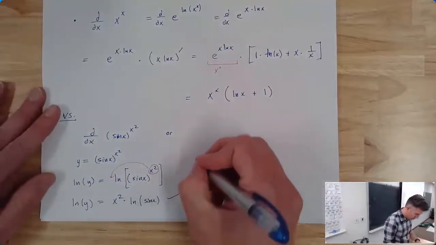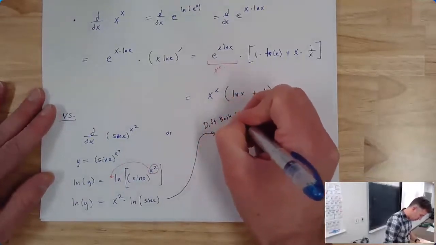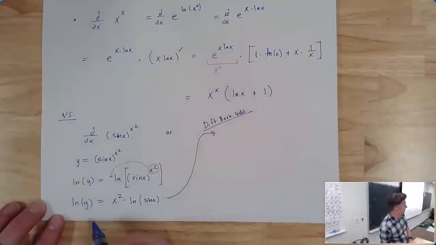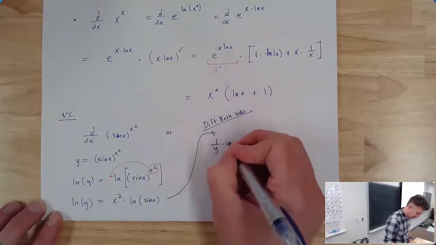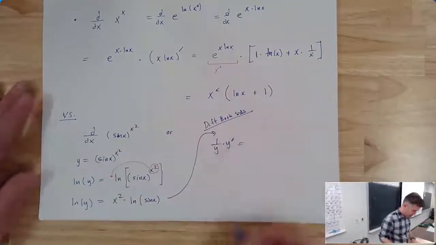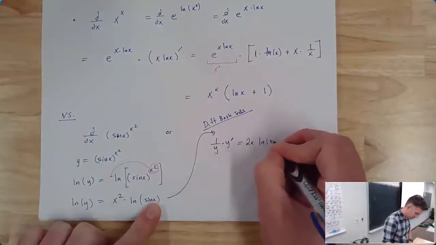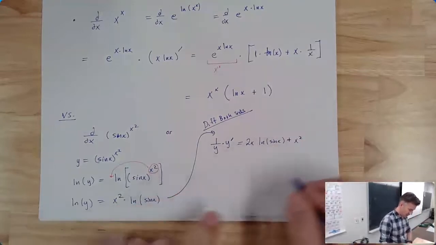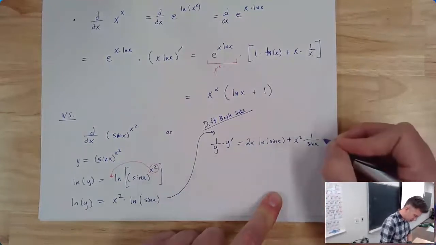So now we're going to differentiate both sides. The natural log of a function of x, the derivative is going to be 1 over that function of x times the derivative of that function of x. Chain rule. On the right-hand side, derivative of x squared is 2x. Leave the other piece alone. Plus, leave x squared alone. The derivative of the natural log of sine of x is 1 over sine of x times cosine of x.